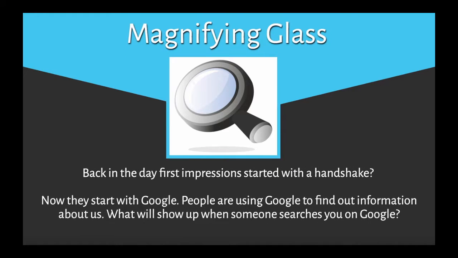Talk to your students about how back in the day, first impressions started with a handshake, but nowadays, oftentimes first impressions start with a Google search. People are using Google to find out information about us before we even meet them. Ask your students to think about what might show up when people search their presence online. Will they find evidence of their community service, sports teams, or clubs they belong to?